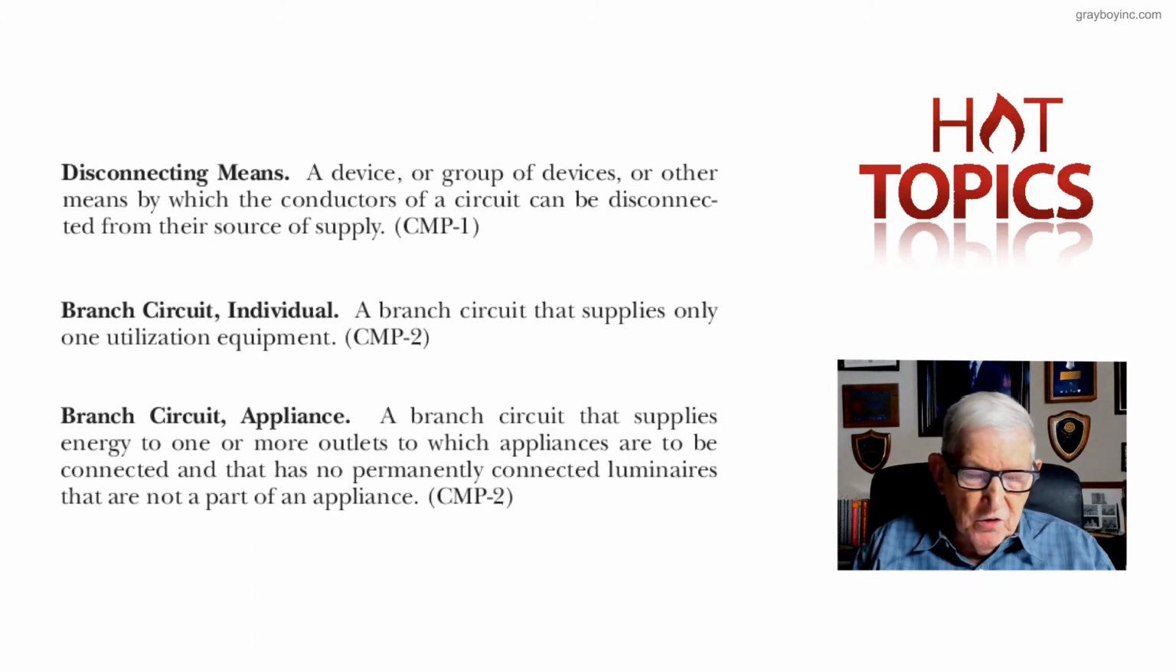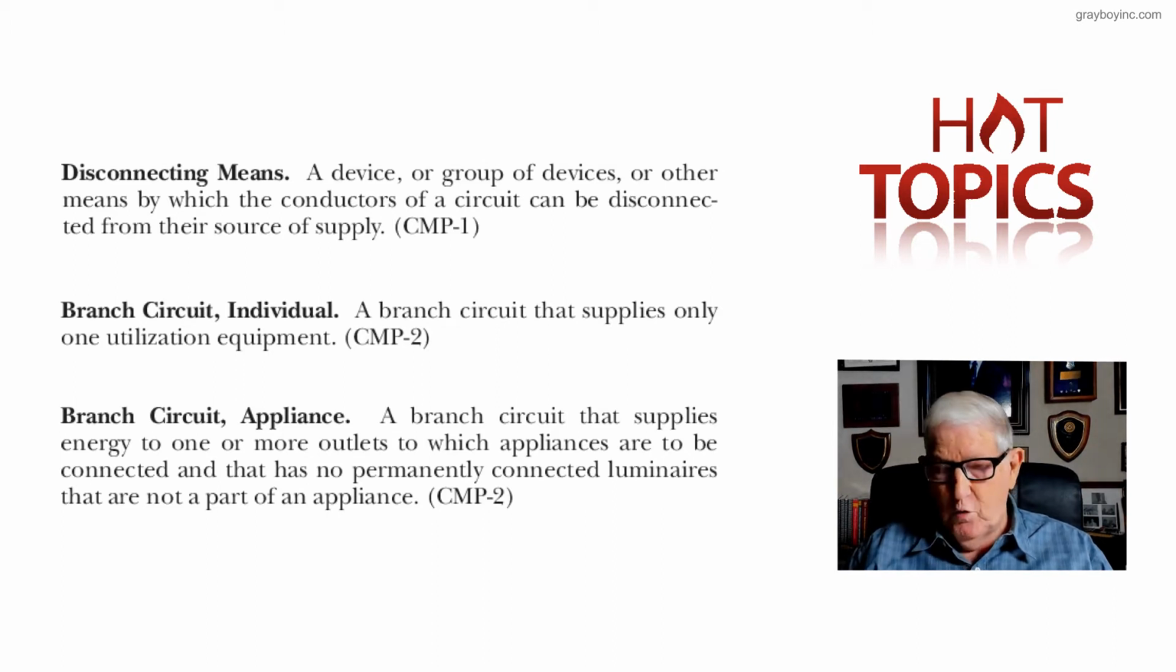A branch circuit that supplies energy to one or more outlets to which appliances are to be connected and that has no permanent connected luminaires that are not part of an appliance. So that's basically the definition there that we need to review, I think. And then, of course, the disconnect itself on page 34.